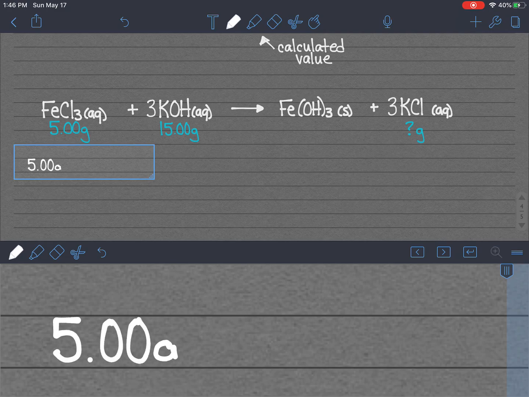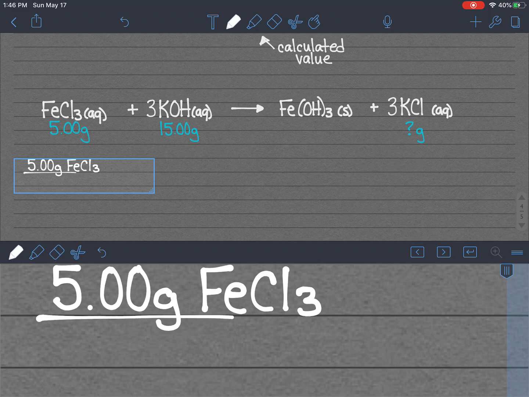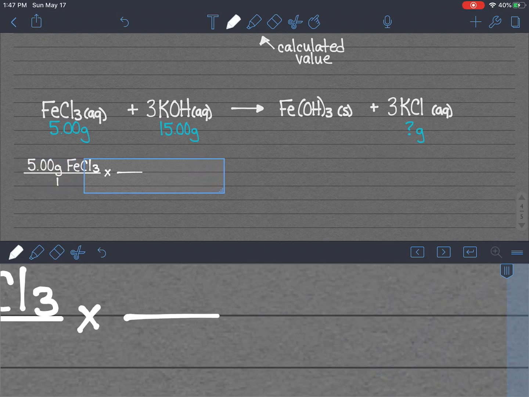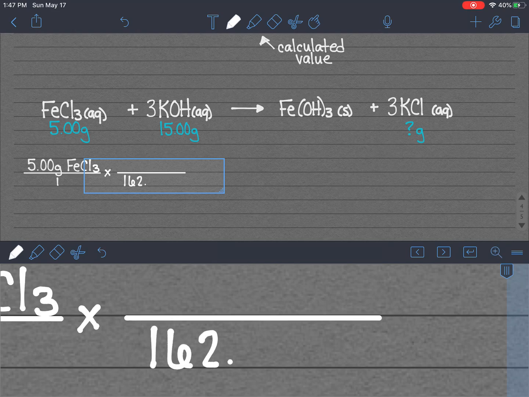So starting off with 5 grams of FeCl3 over 1, I'm going to divide by the molar mass here in the next step. Having calculated that out already, it's 162.20 grams.